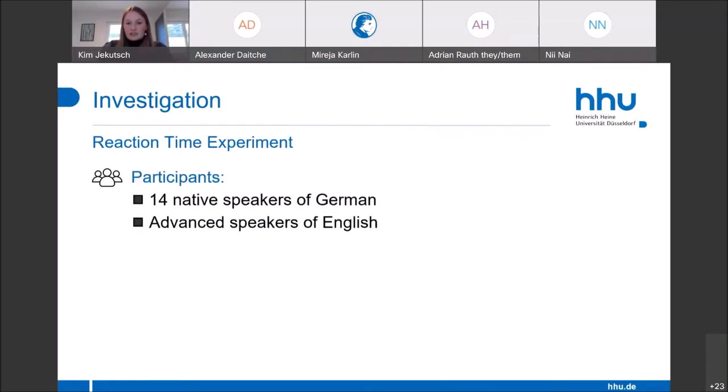For my investigation, I conducted a reaction time experiment with 14 participants to examine pronoun use on a moment-by-moment basis. All participants were native speakers of German and advanced English speakers. To ensure that all were advanced speakers of English, I had a specific group of participants. The participants were either students of English, had already obtained a bachelor's degree in English, or worked in a company with English as the business language.